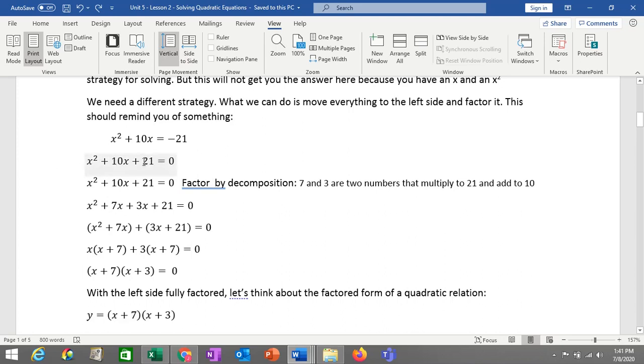You won't lose any marks. Okay, but we're going to do decomposition because, again, we have a limited amount of time and I don't want to overwhelm you with too many factoring techniques. So what we want to do then is you have a 1 there and a 21 there.